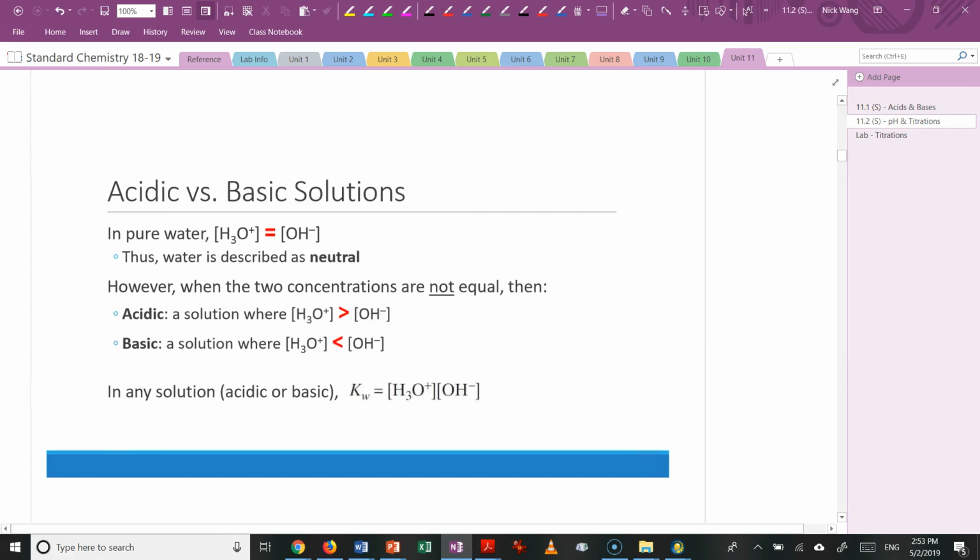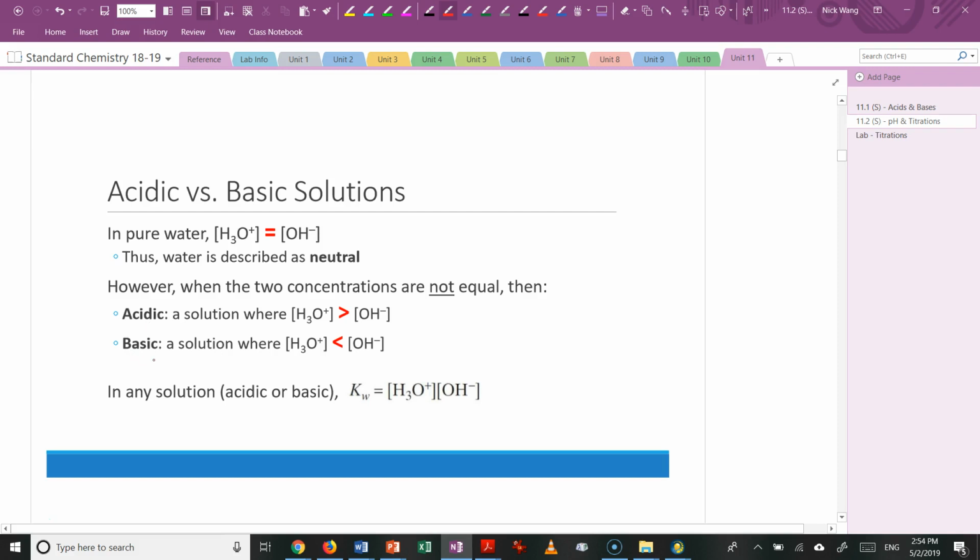Now, let's go and see how this looks in terms of acidic versus basic. In pure water, as we saw earlier, the concentration of H3O plus and the concentration of OH minus are the same. We saw that both of those have a value of 1 times 10 to the minus 7th. In this way, the water is described as neutral. This pure water is described as a neutral solution. However, when the two concentrations of these ions are not equal, then you either have an acidic solution where the H3O plus is greater than the OH minus, which kind of makes sense, right? Hydronium is associated with acids, hydroxide with bases. So if you have a greater concentration of hydronium compared to hydroxide, it's considered an acidic solution.